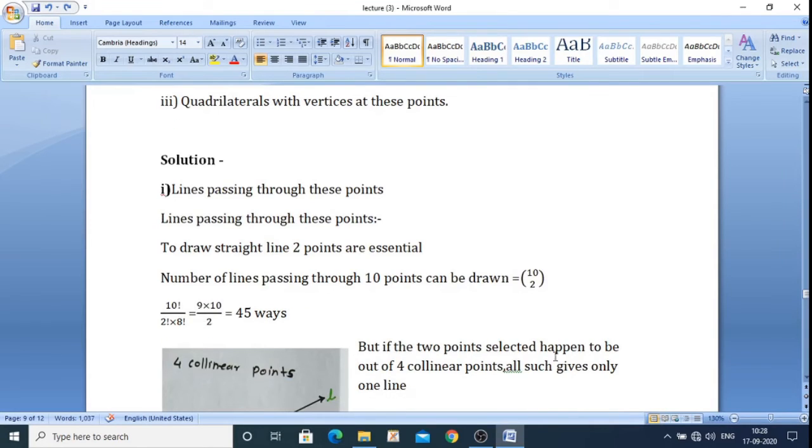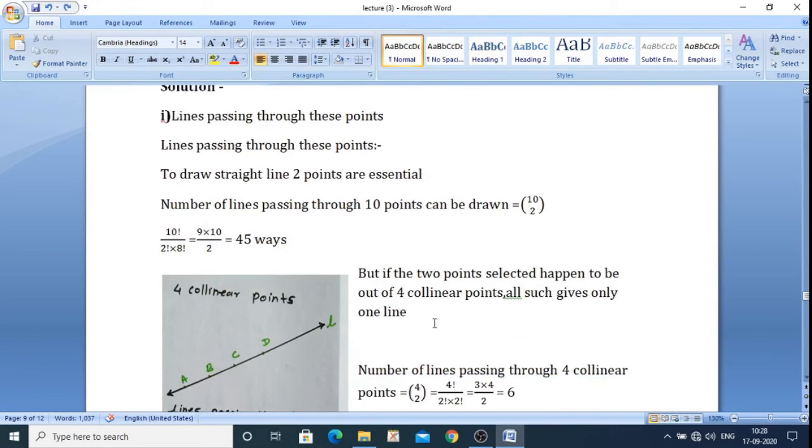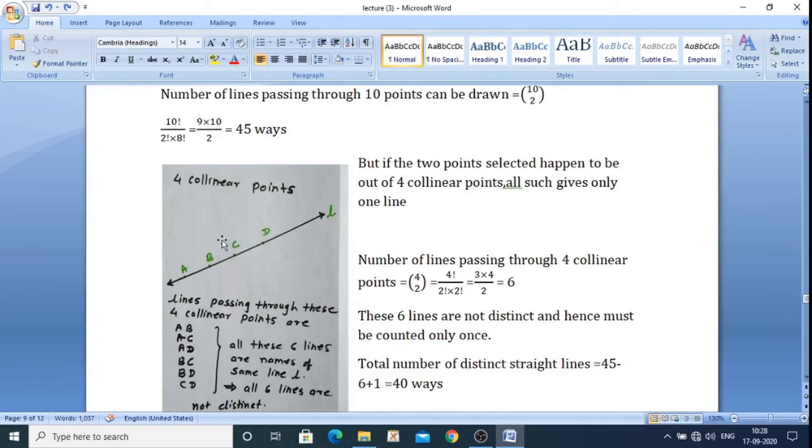But if the 2 points selected happen to be out of these 4 collinear points, all these collinear points give only one line. See how it is. These are the 4 collinear points A, B, C and D. They are all lying on the same line, that is L, and that's why they are collinear points.